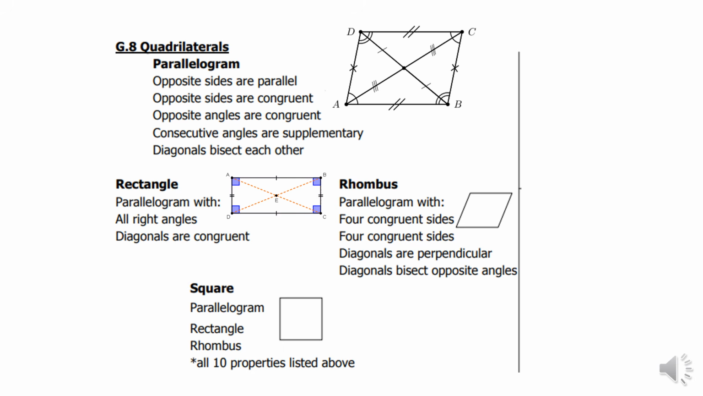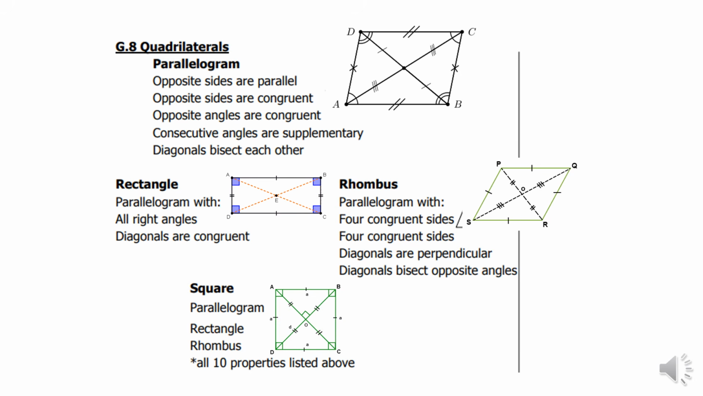A rhombus is a parallelogram that has all four sides equal to each other. The diagonals bisect each other, and there's also that angle, the angle in the middle where the diagonals bisect each other, is going to be 90 degrees. And a square is everything, so it has all of those properties. All sides are equal, diagonals are equal, 90-degree angles all around.